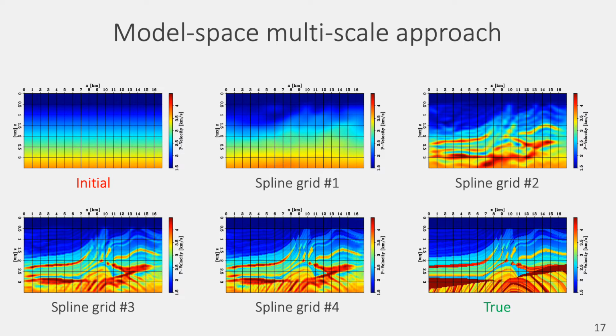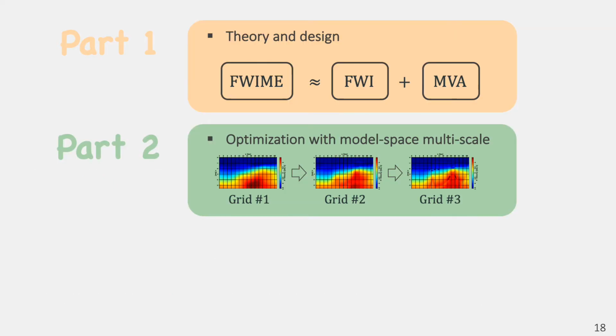The key here is that the grid refinement rate allows us to better control and slowly increase the wave number content of the model updates. And though more computationally costly than a conventional data space multiscale approach, this method allows the FWIME gradient to leverage all the events in the data, including reflections, to recover the crucial low wave number components from the start. And as we mentioned and showed in part 2 with numerical examples, this model space multiscale technique is necessary for the success of FWIME. Okay, we are now ready to tackle the third and last part of our lecture series, where we test FWIME on benchmark numerical examples.